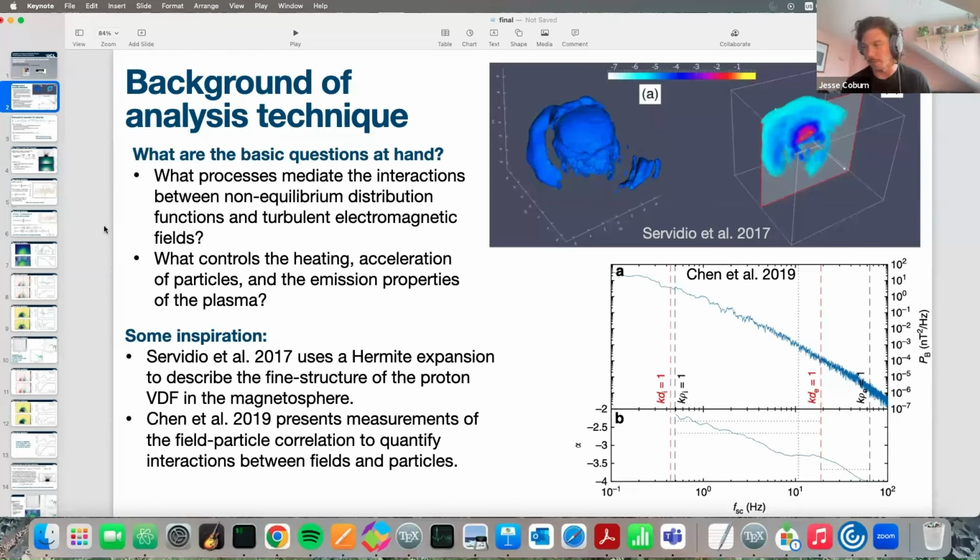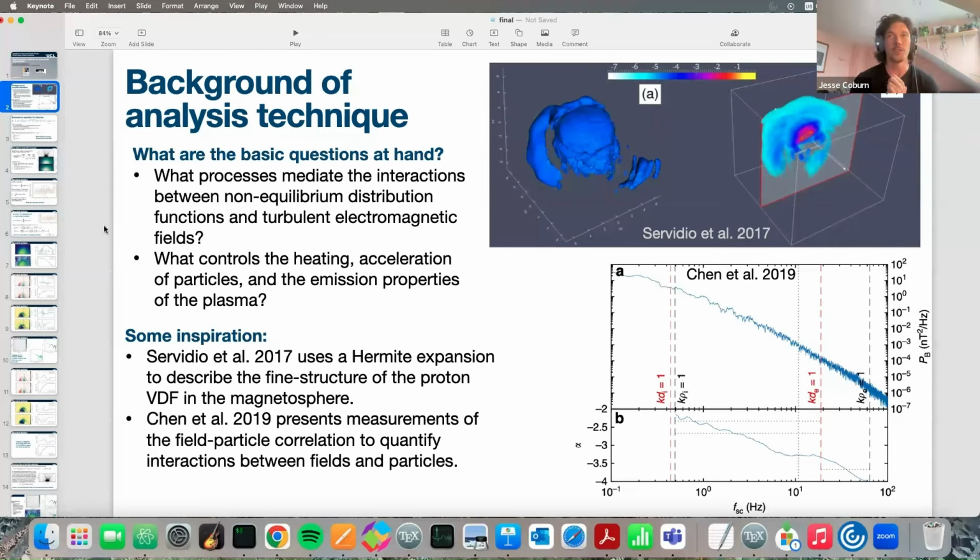So we have a non-equilibrium distribution in terms of momentum space of the particles, and they're interacting with a fully nonlinear electromagnetic field. And then, to point a little more at quantities: what controls the heating, the acceleration of particles, and the emission properties of the plasma, right? That's the game that we all kind of play. Those are the questions. That's a way to ask these questions, okay?